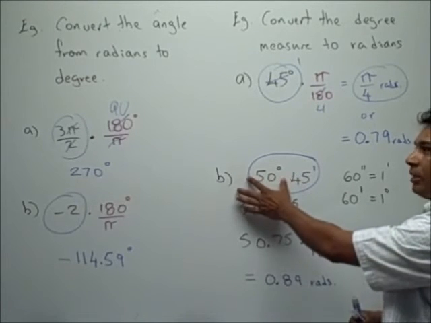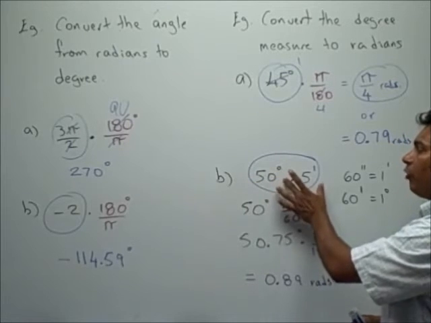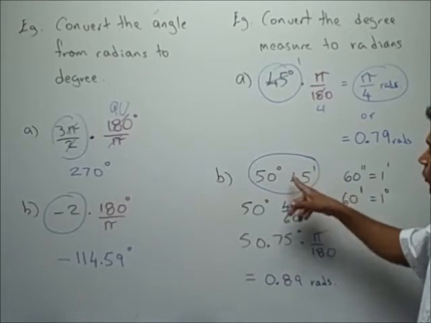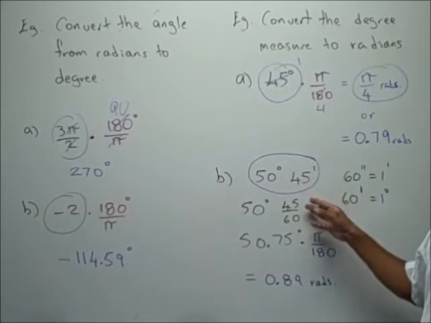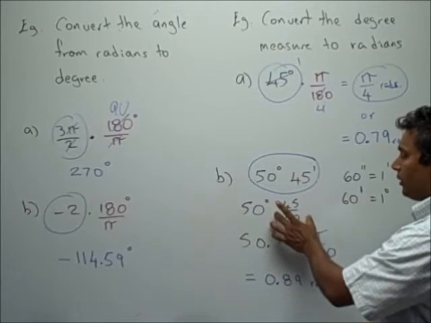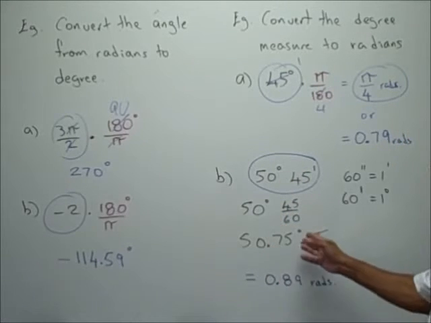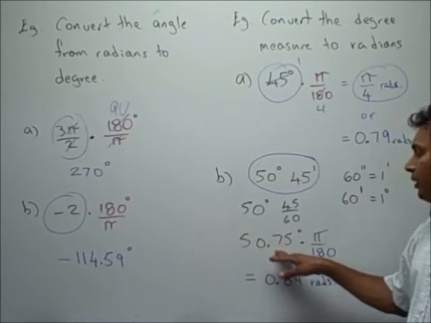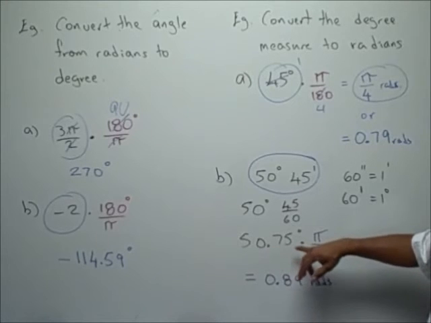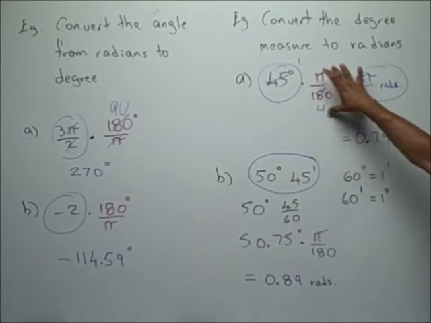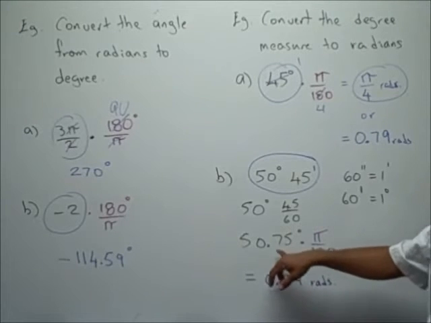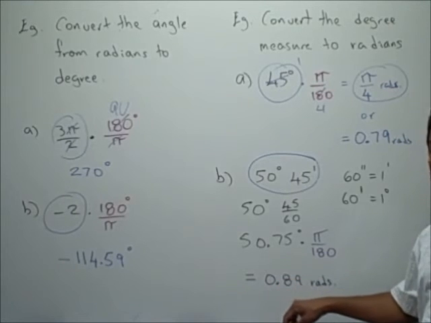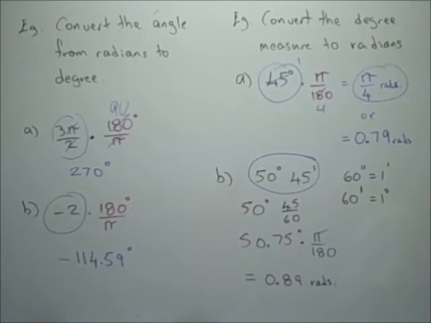So here our angular measurement is 50 degrees and 45 minutes. Since we know that 60 minutes make 1 degree, we can divide our 45 by 60 to get our decimal minutes. So 45 divided by 60 would be 0.75. So our angular measurement in terms of degrees, a decimal degree, would be 50.75 degrees. Now to convert this to radians, we're going to multiply by pi over 180. So 50.75 times pi divided by 180 gives us our radian measurement of 0.89 rads.